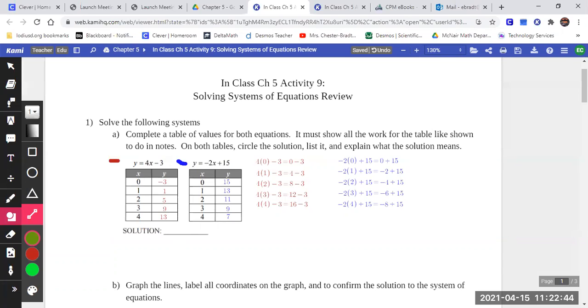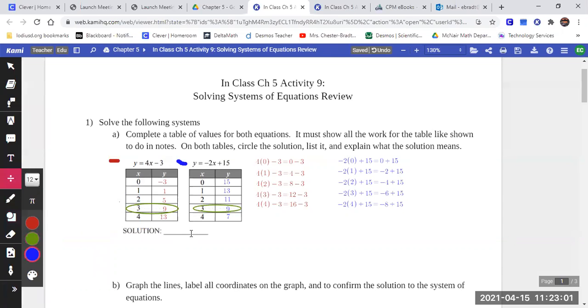Okay, I notice both tables have 3, 9. So I'm going to circle, not line, sorry, circle 3, 9 on both tables. And then I'm going to list that as a solution, and solutions are coordinates. So again, we're agreeing because we're a solution. What coordinate does that represent? 3, 9. Okay.